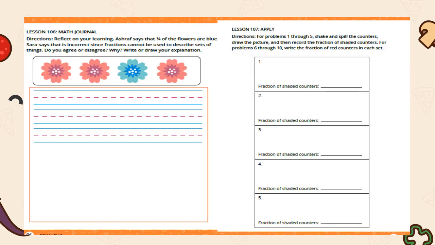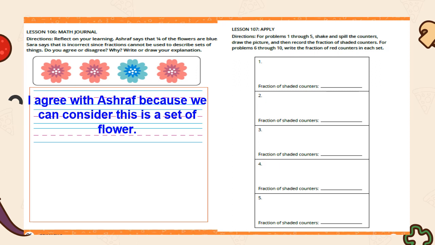Lesson 106. Reflect on your learning. Ashraf says that 1 over 4 of the flowers are blue, but Sarah says that is incorrect since fractions cannot be used to describe sets of things. Do you agree or disagree? I agree with Ashraf because we can consider this a set of flowers. So the fraction of blue flowers is 1 over the total. The total is 4.